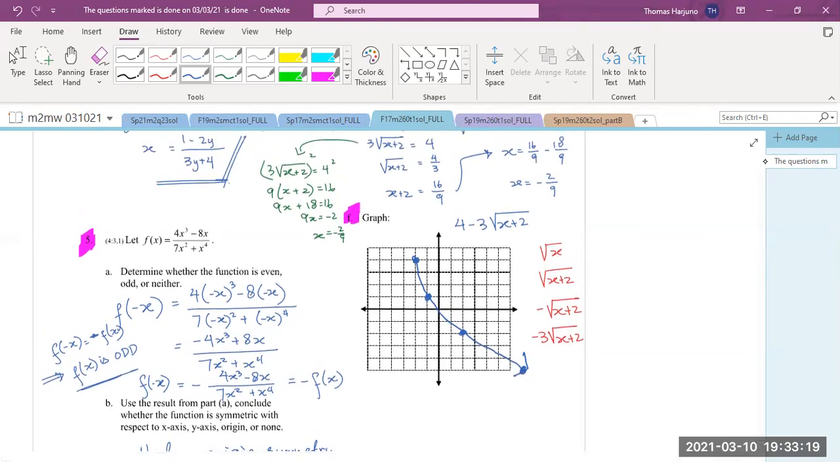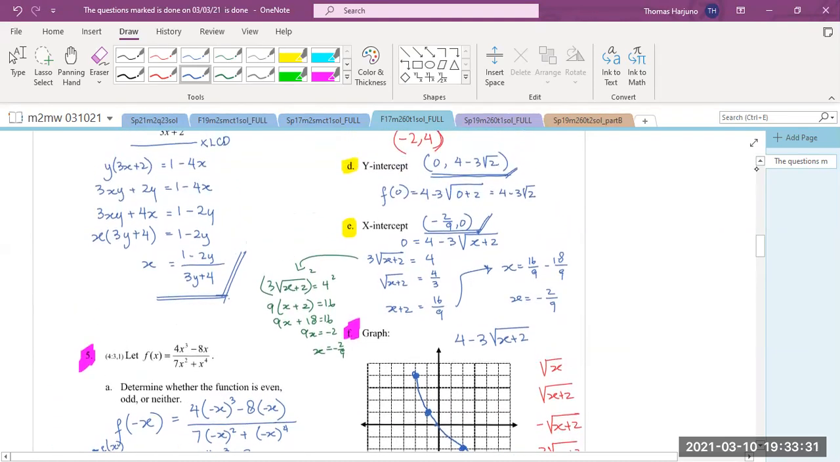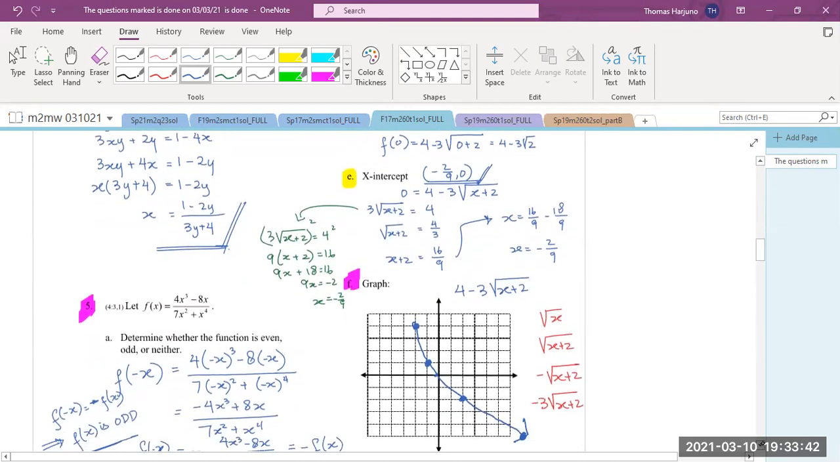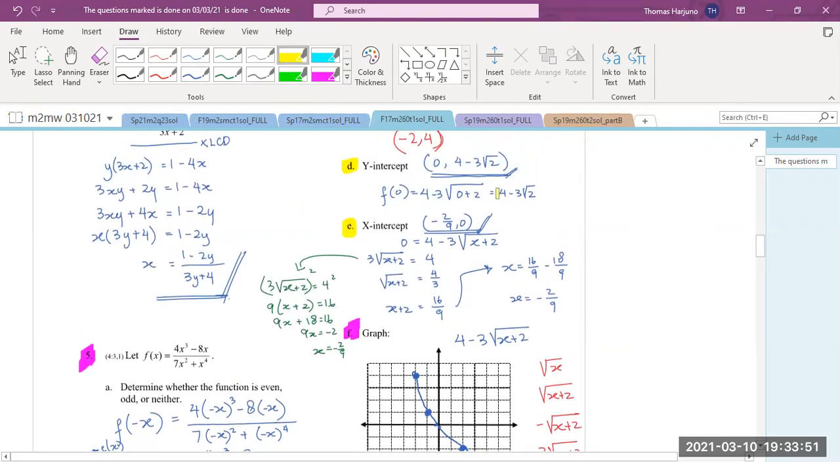As for more details, you see the x-intercept is negative 2 over 9. That's slightly to the left of the origin. Okay, and then the y-intercept is 0, 4 minus 3 radical 2. We can't really tell if that's positive or negative. Apparently from here, that's negative. Then you can use your calculator to compute the approximate value of that in decimal. So 4 minus 3 square root of 2 is negative 0.2 something.